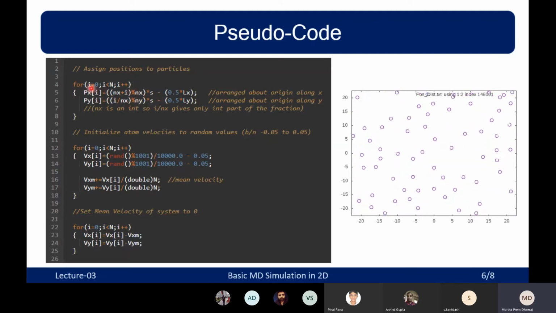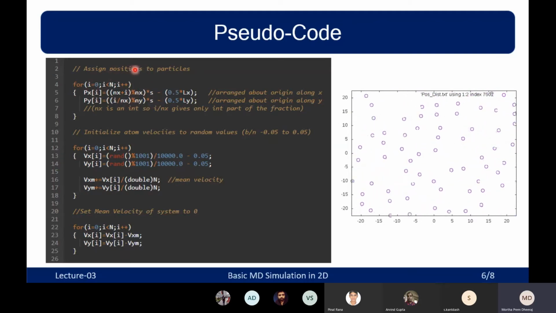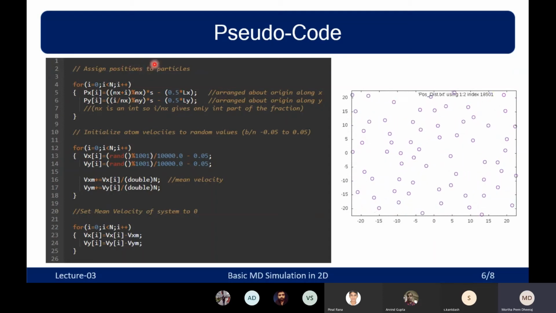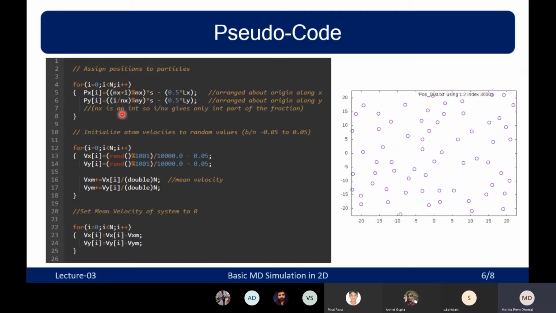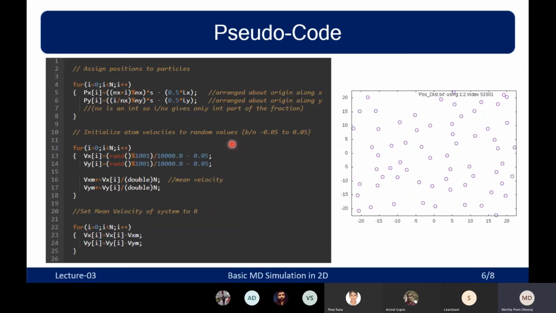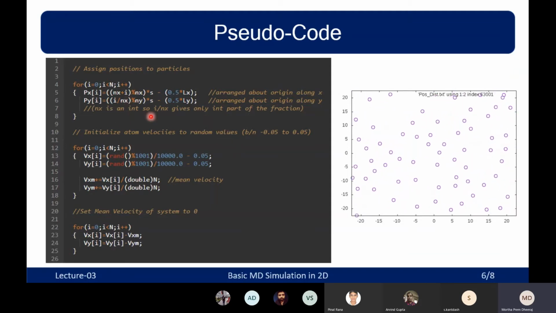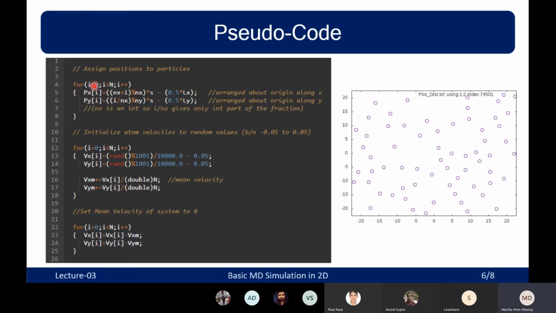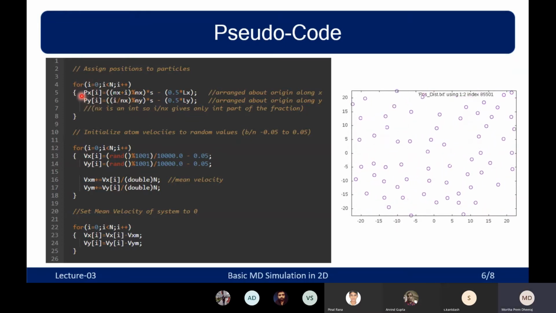So this will not run because I have skipped all the initializations and the header files and all the other things. This is just showing you what I've done and the logic that I've implemented in my molecular dynamics simulation code. The very first thing that I've done here is I've initialized the position of particles in x and y directions.